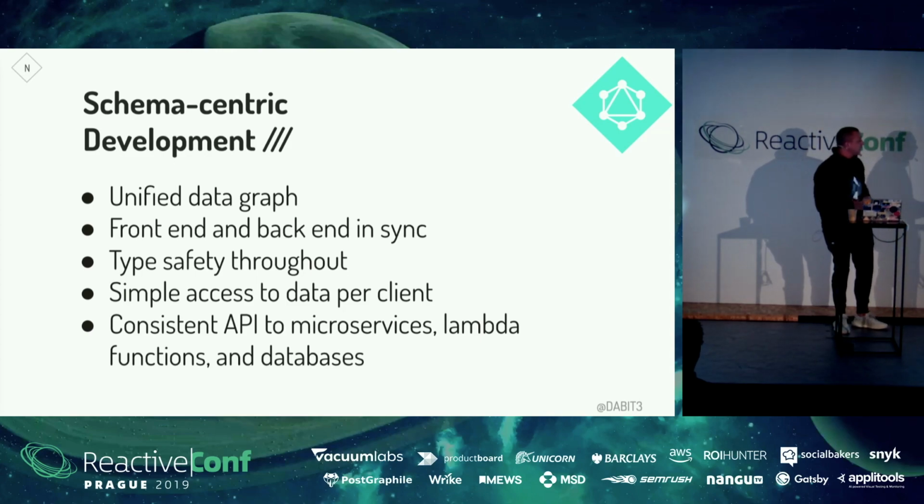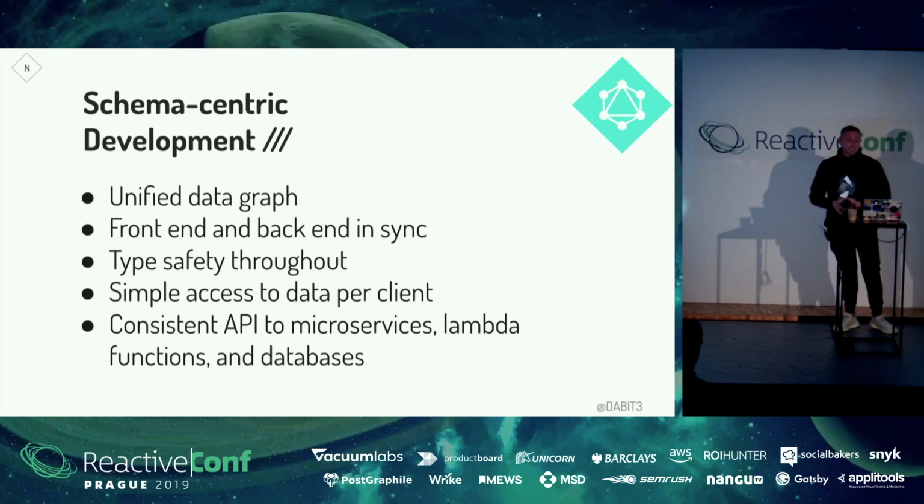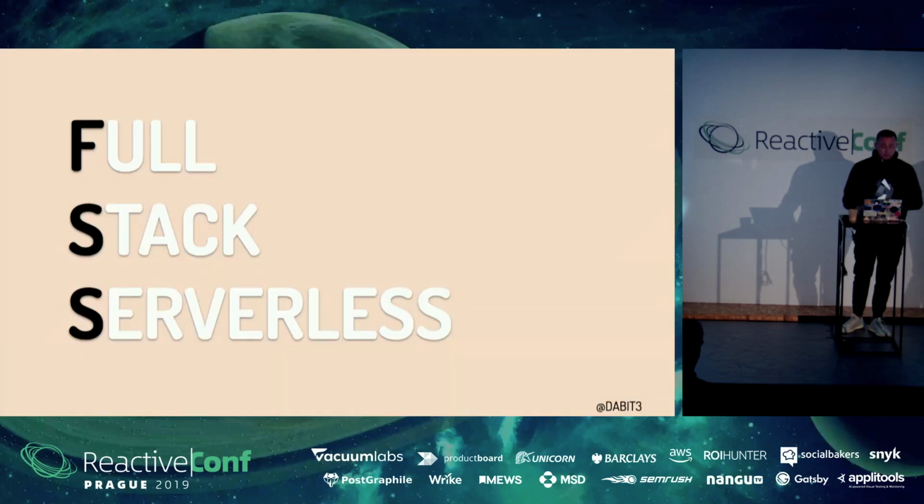Consistent API to microservices, Lambda functions, and databases. So you end up using GraphQL as an API gateway to all of these other microservices that are still there. You're not getting rid of them. You're just putting GraphQL in front of them.